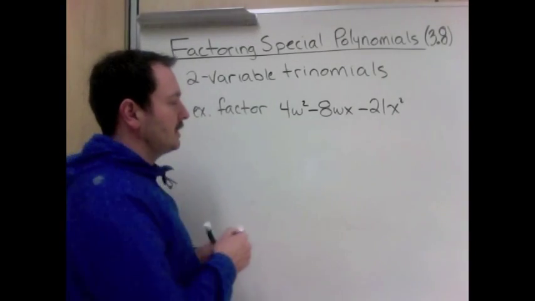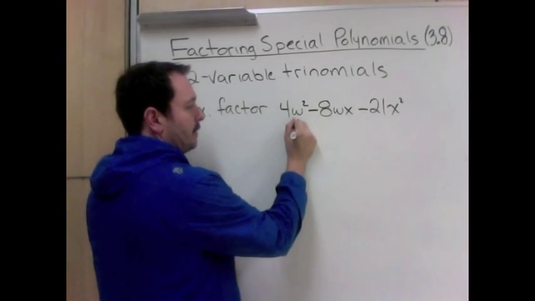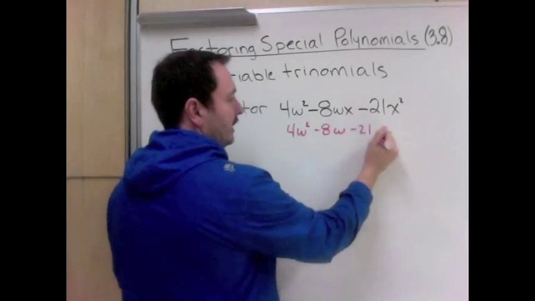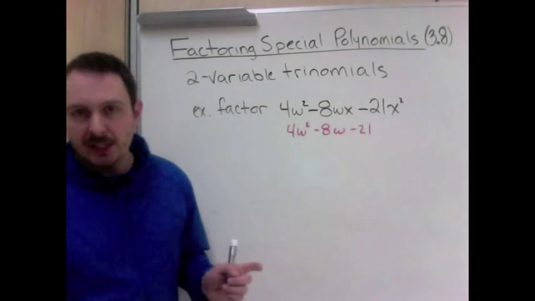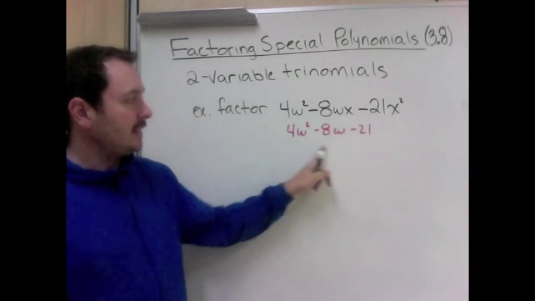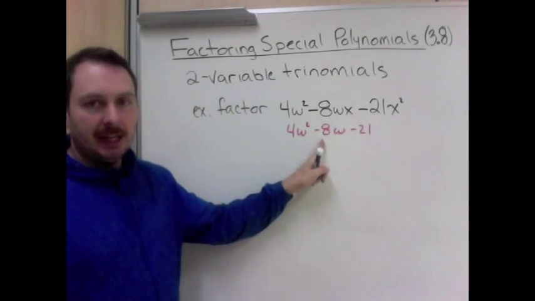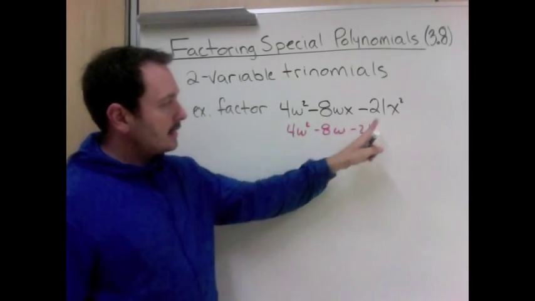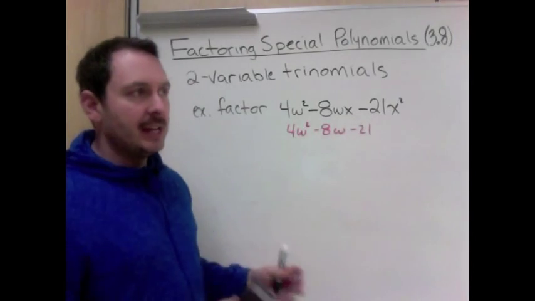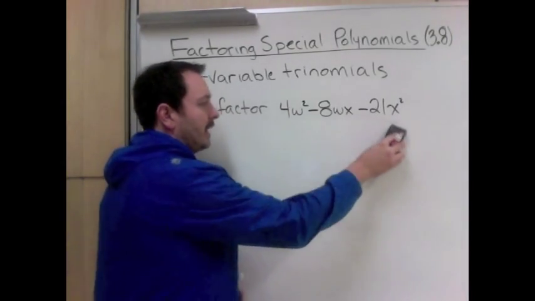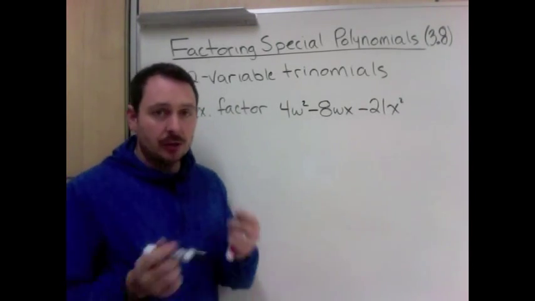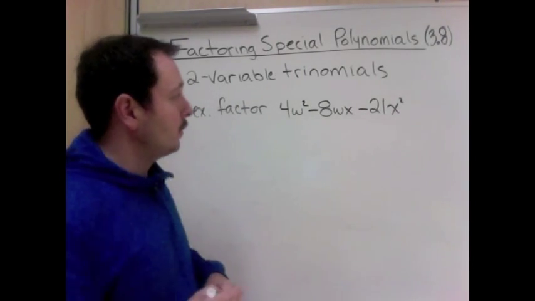So you're used to seeing something a little more like this. It might be 4w squared minus 8w minus 21. And we've worked on this the last few days. What multiplies to negative 84 and adds to negative 8? Well, all they've done here is they've added an x and an x squared. So it means there's an extra variable in our equation. The steps are going to be the exact same. I'll show you once using the long way, once using the quick way.